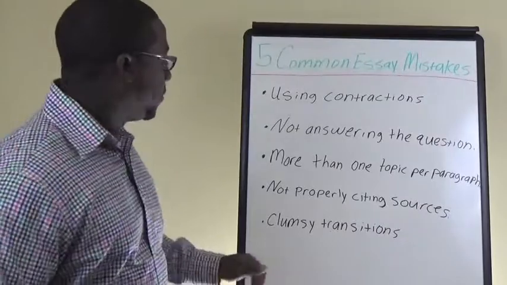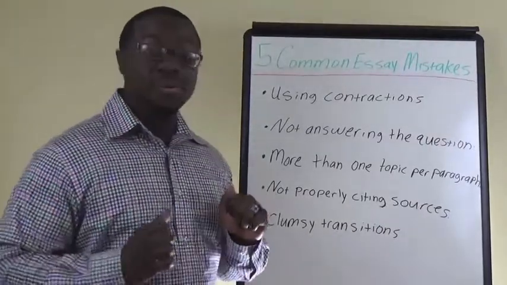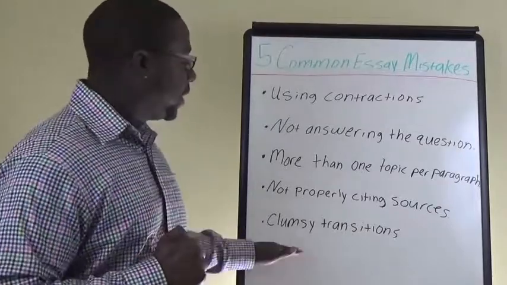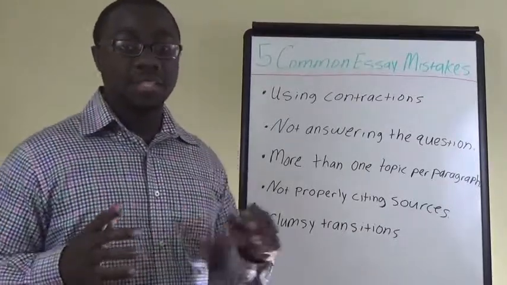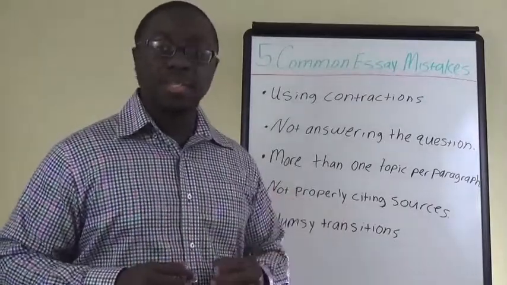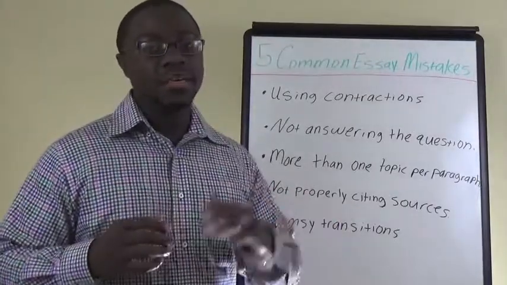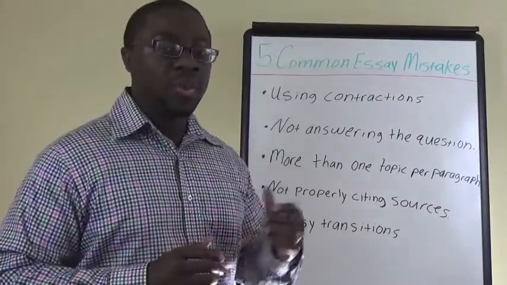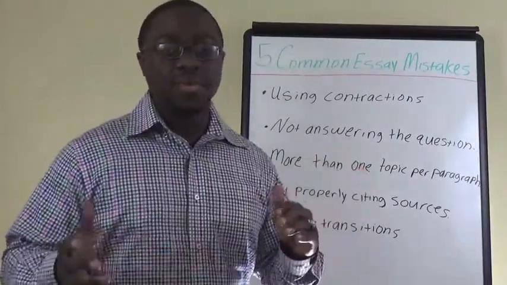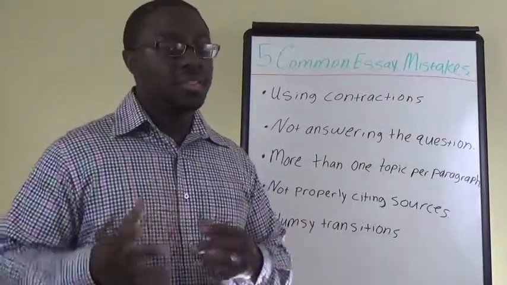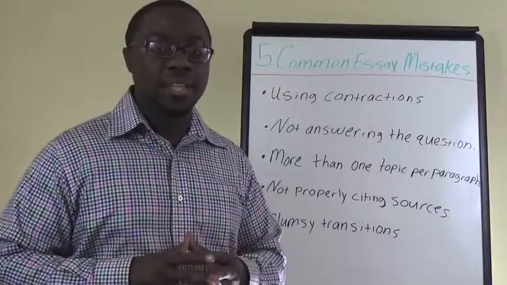Okay, now the fifth most common essay mistake that I've seen is using clumsy transitions, and I'm talking about transitions between paragraphs. Remember, like I said, each paragraph is one topic. Every time you change topics, you need to be creating a new paragraph. But you don't just want to go from one paragraph to another paragraph that's completely unrelated. You want to try to use conjunctions and certain phrases to tie your paragraphs together.